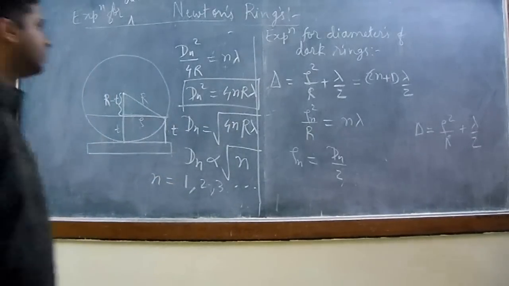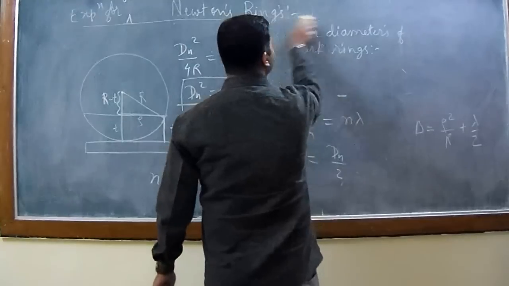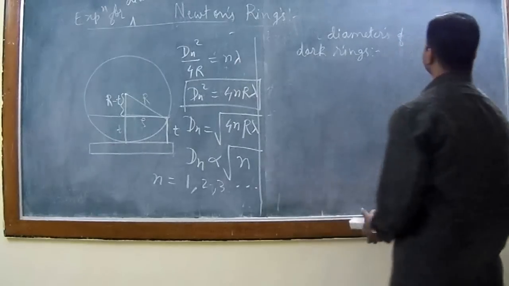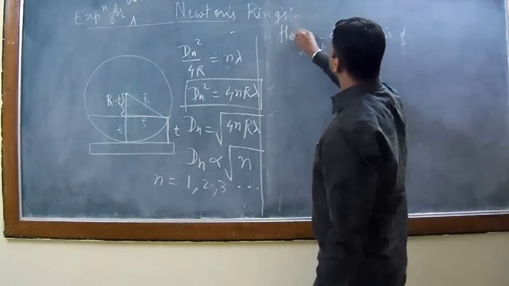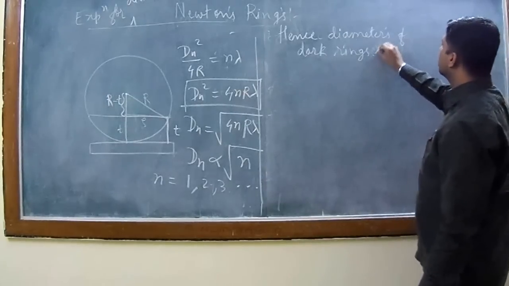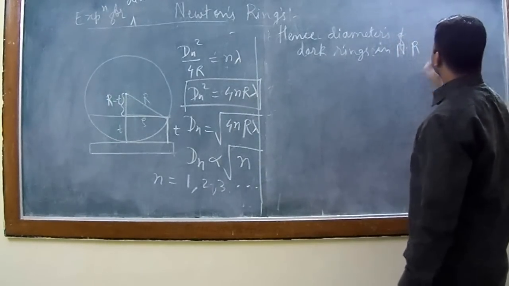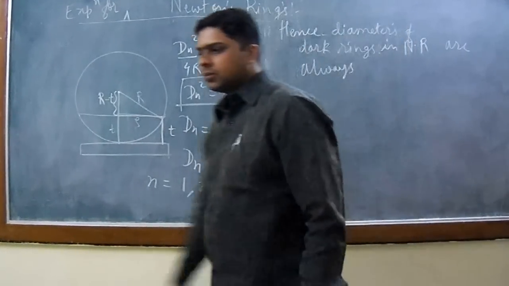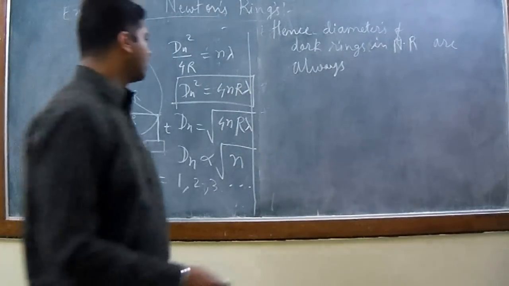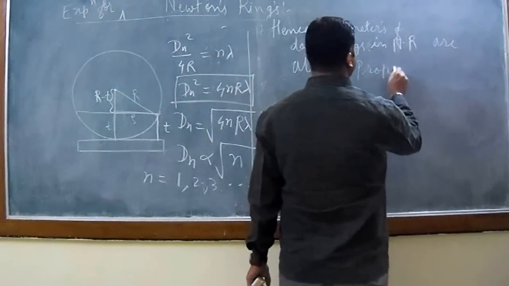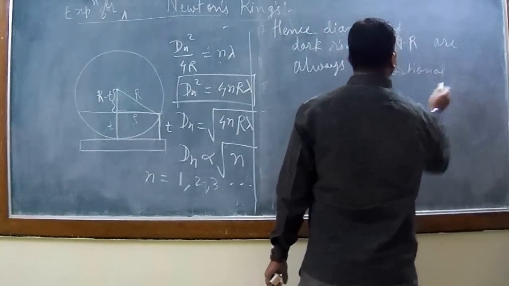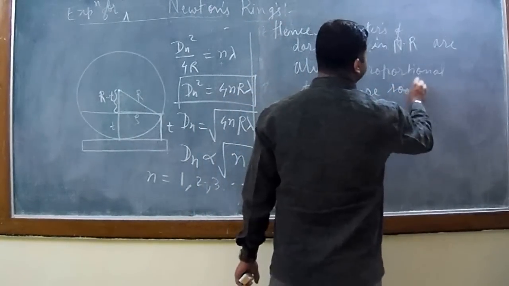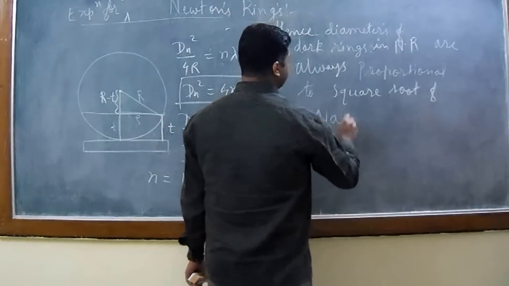And hence diameters of dark rings in Newton's rings are always proportional to square root of natural numbers.